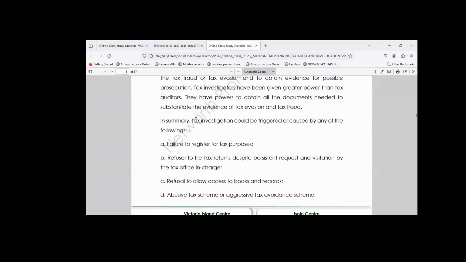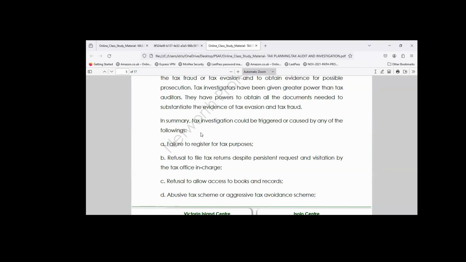What are the factors that will lead to tax investigation? What factors can lead the tax authority to say, I want to come and do tax investigation on this company? Failure to register for tax. When a company fails to register for tax, the tax authority has a right to say, okay, you have been in operation, you've not registered for tax, and you have been operating for more than 3 years, you're a criminal. So in that regard, we will do tax investigation on you.